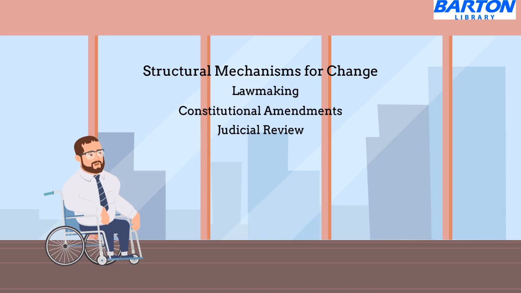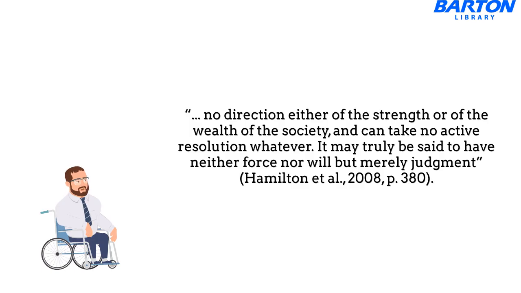The framers envisioned a judiciary that would interpret and apply the law in cases that were before judges. Hamilton argued that the judicial branch has no direction either of the strength or of the wealth of the society, and can take no active resolution whatever. It may truly be said to have neither force nor will, but merely judgment. This view that judges would clarify the law and not make policy, which is the prescribed role of the Congress, made the idea of judicial review easy to justify.